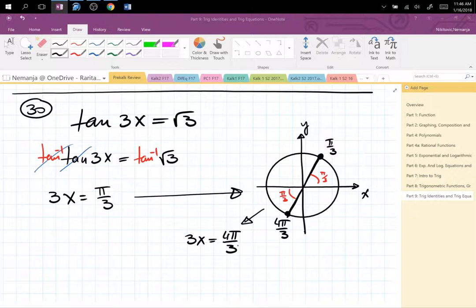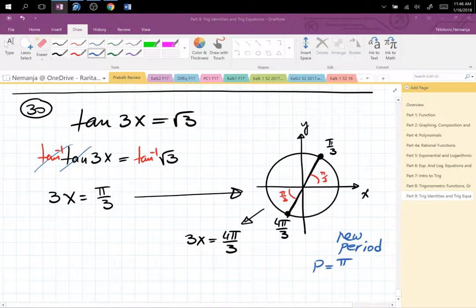The next question is the new period. And if you remember, Friday period was pi over b, so in our case pi over 3 is the period now, because it's 2 pi over b for sine and cosine, and pi over b for tangent, cotangent.